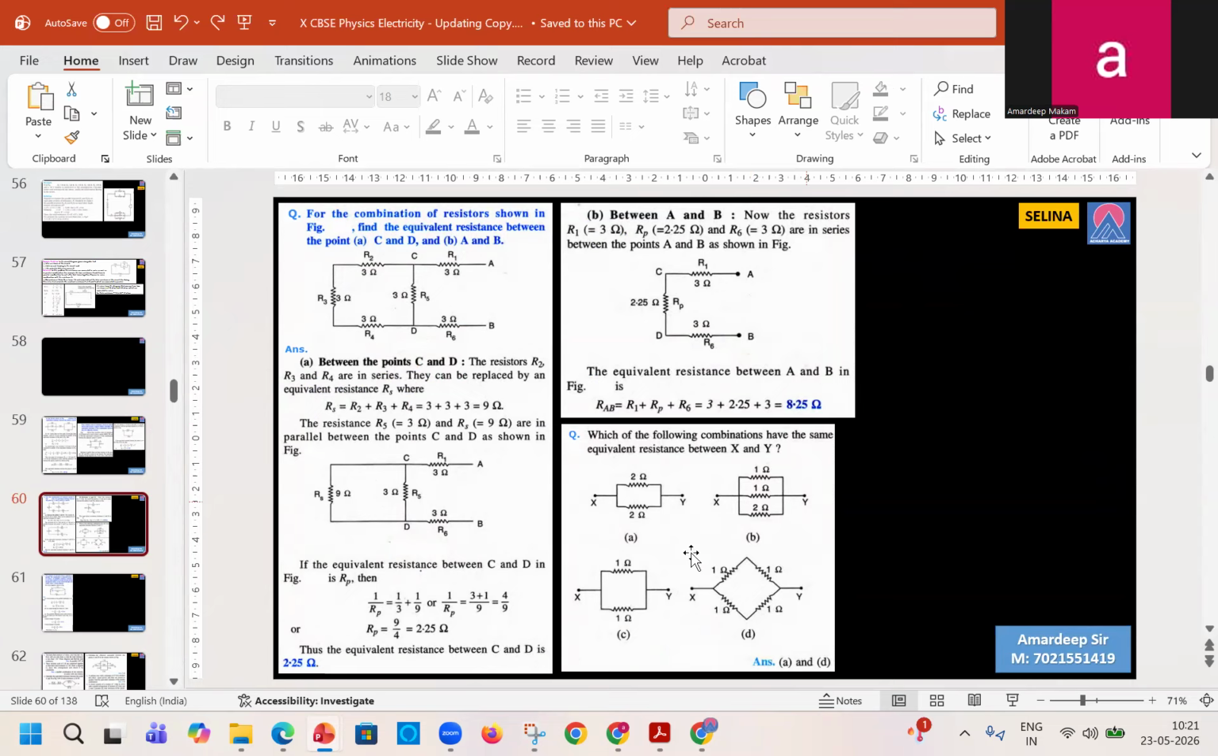Okay. चोटा चोटा चार unsolved MCQ है. Which of the following combination have the same equivalent resistance between X and Y? So you have to find 2 parallel to 2 आंसर निकालो, फिर 1 1 2 पैरेलल का निकालो, फिर इसका पैरेलल निकालो, इसका सब निकालो, और फिर the answer is A and D. They say you only find out and just check it. Okay, try to get it.